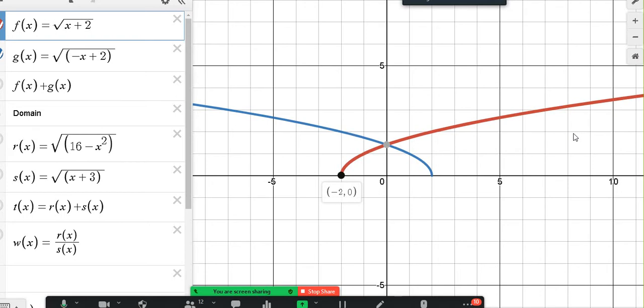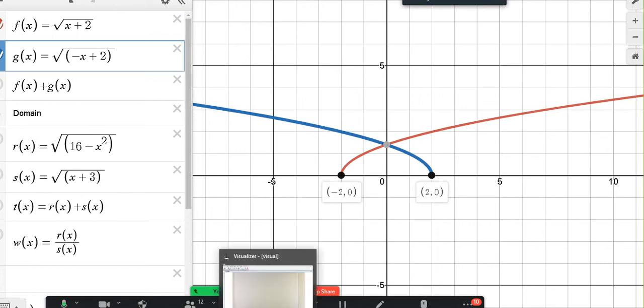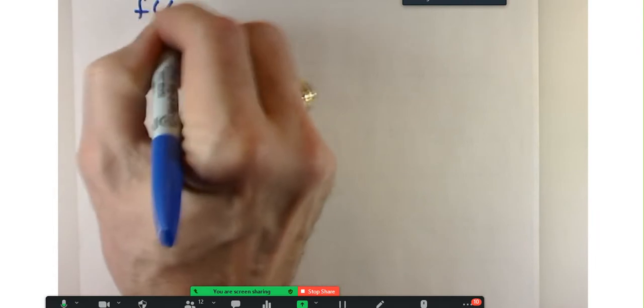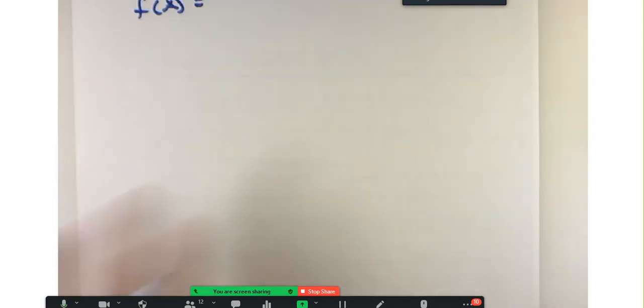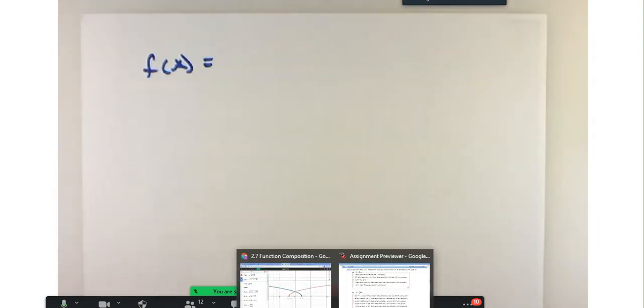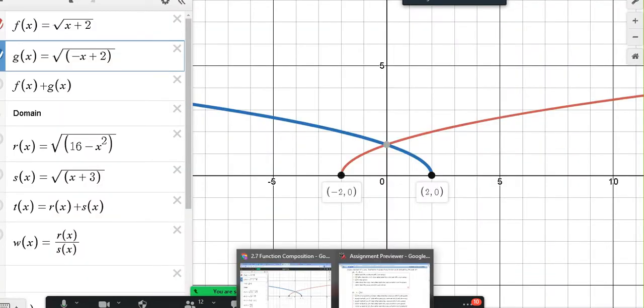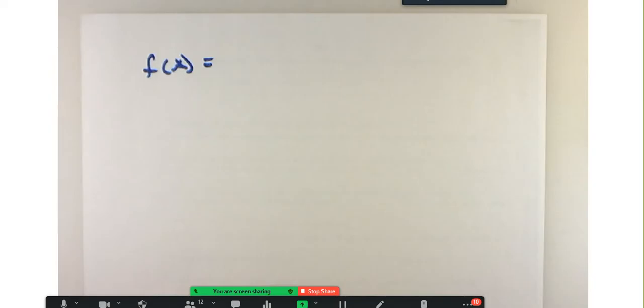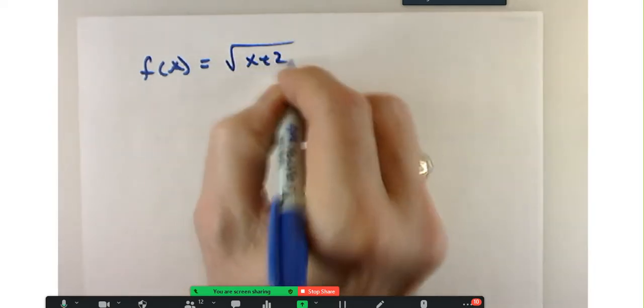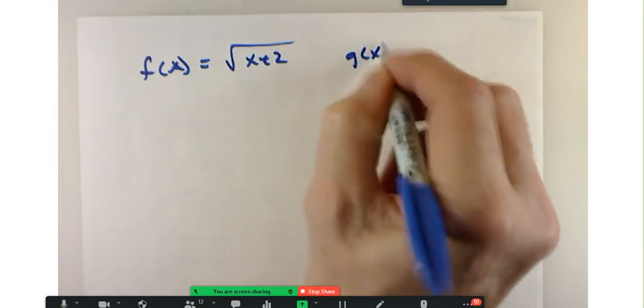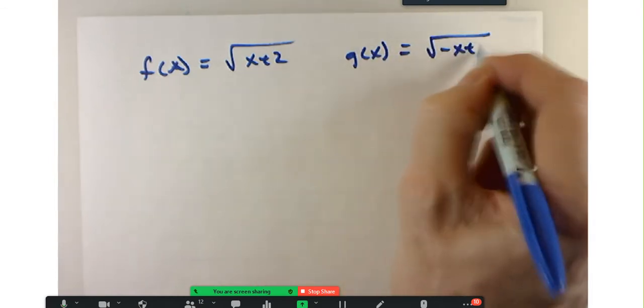And how about the domain for g of x? Well, that's everything to the left of 2. Now, that's getting at it visually. You don't have to get at it just visually. Let's take a look at it algebraically. F of x was the square root of, was it 2 minus x? x plus 2. All right, my bad. Square root of x plus 2, and g of x is the square root of negative x plus 2.